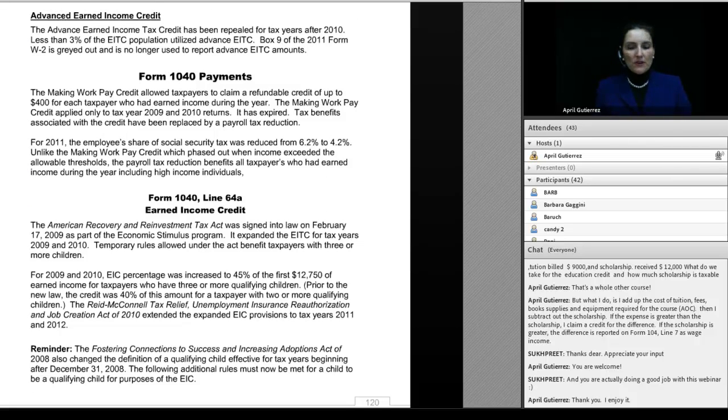Next line on the 1040 form is the advanced earned income credit line, or rather the lack of it. It's gone. The IRS did an estimate of the number of people out there who qualify for earned income credit who were claiming the advanced earned income credit, and it was only 3% of them.